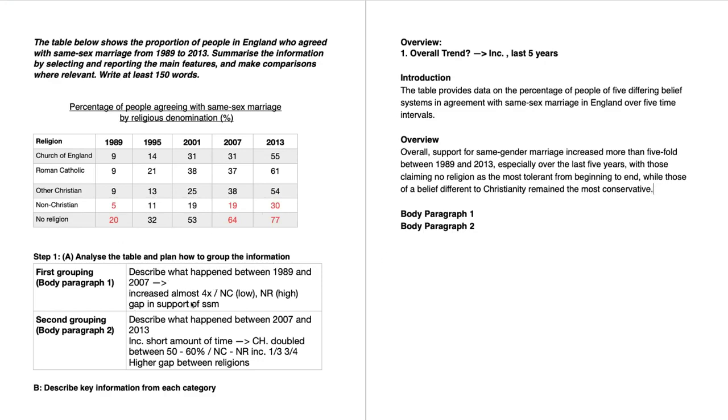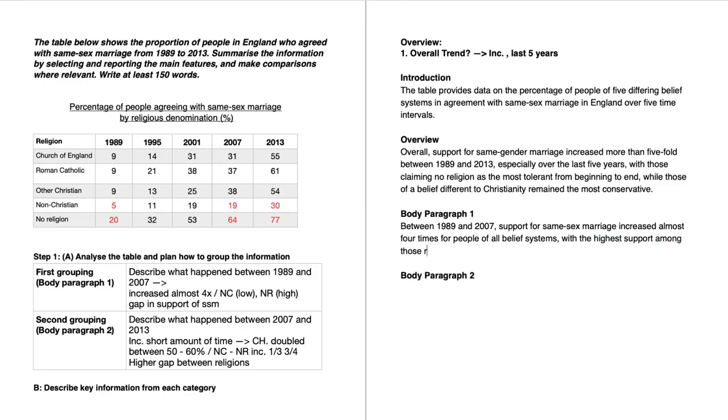And I'm going to use these notes here to write this paragraph. And I'll start off by saying, between 1989 and 2007, support for same-sex marriage increased almost 4 times for people of all belief systems, with the highest support among those reporting no religion, and non-Christians showing the lowest at just less than 1 in 5 in 2007. And remember, we looked at that right here. Instead of saying 5%, I said 1 in 5.